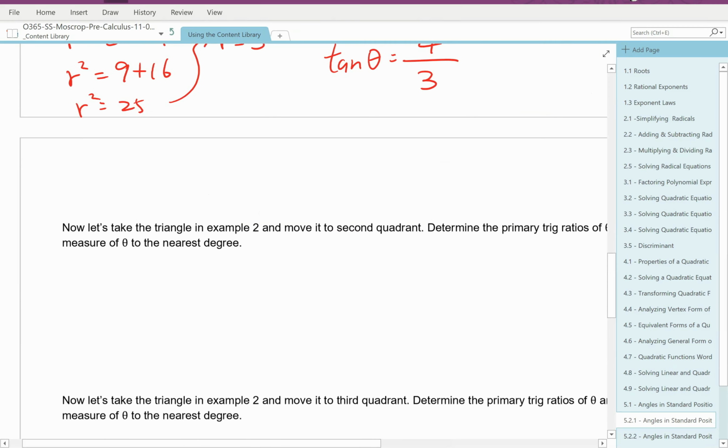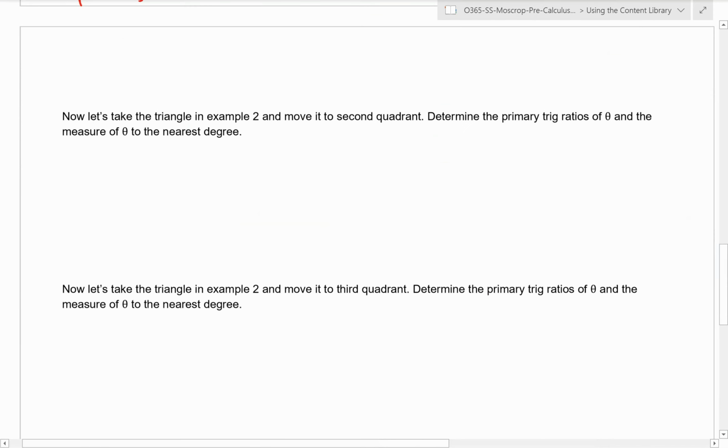Let me use a different color here. Again, here are our axes. It was here. I'm now going to move it over here. This is still length of 3. This is still length of 4. And this is not the angle. The angle is not there anymore. The angle is actually right here. This is angle theta. This, you might have guessed it, is your reference angle right here.